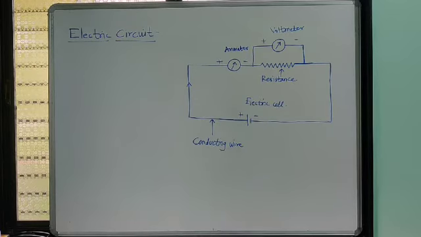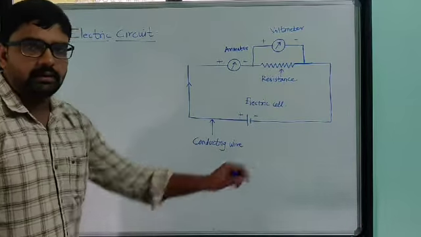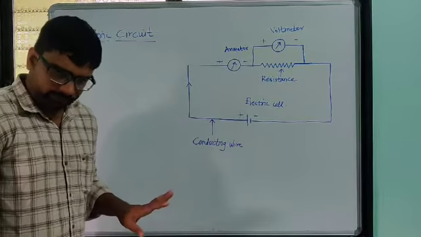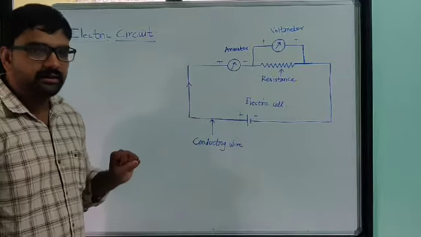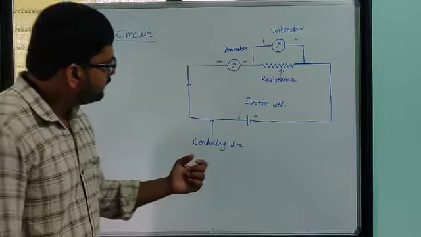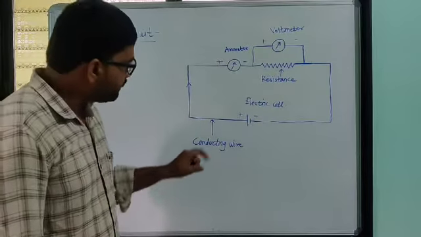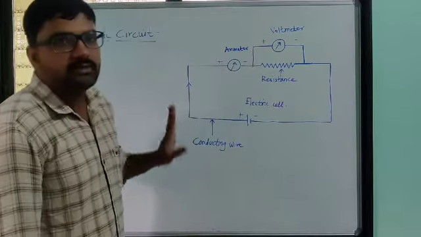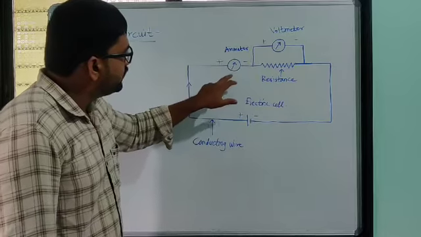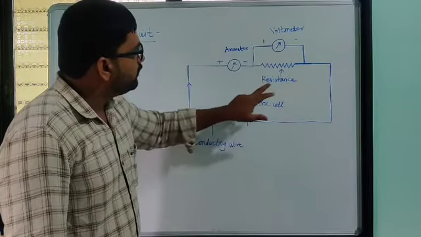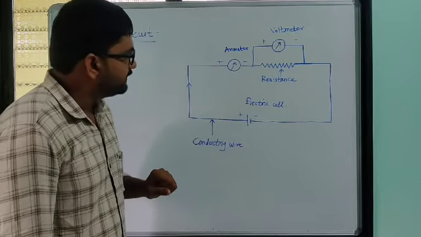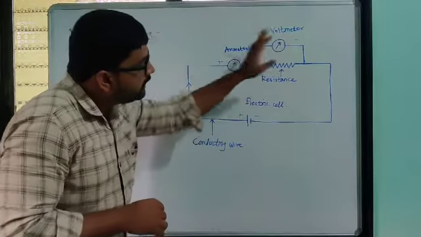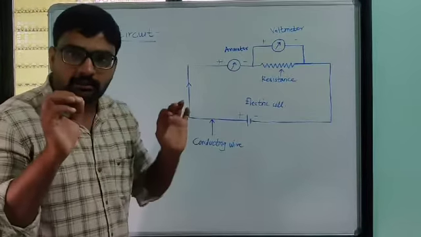Now we have to see the electric circuit. Simply, this is one electric circuit. If we see an electric circuit, what do we see here? One electric cell is there. Some conducting wires are there. Some electrical components are there. This is one electric component, the ammeter. This is one electric component, the voltmeter. This is one electric component, the resistance. So all these electric components are joined in one electrical conducting path.